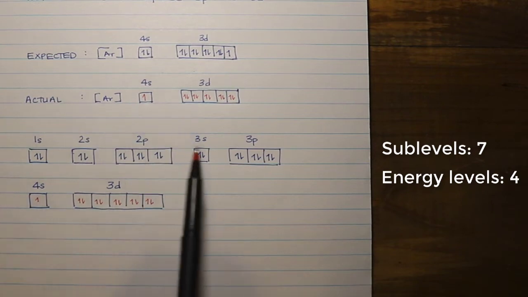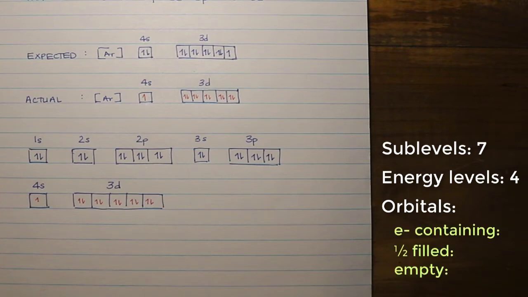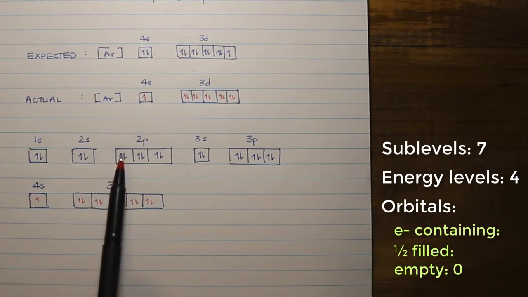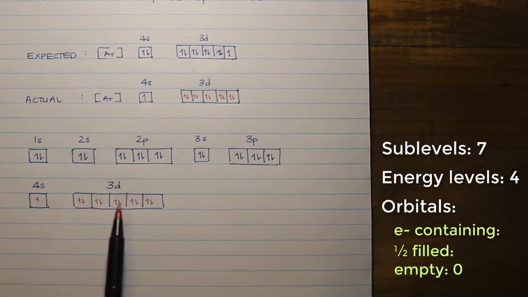So in this case, we have a 3s, we have a 3p, and we have a 3d. Now, if we're asked to figure out the number of electron-containing orbitals, you will notice that every single one of these orbitals, and remember, each orbital is represented by a box, contains electrons. So we just count the orbitals, or the squares, that contain electrons. 1, 2, 3, 4, 5, 6, 7, 8, 9, 10, 11, 12, 13, 14, 15. So there are 15 electron-containing orbitals.